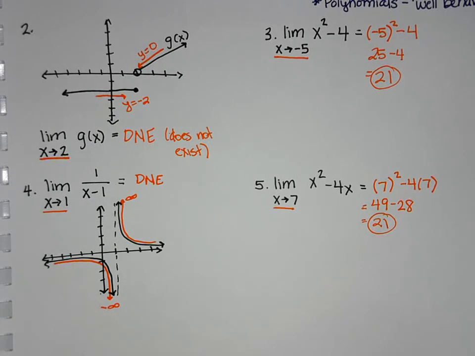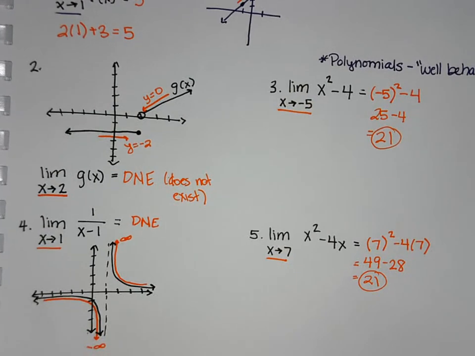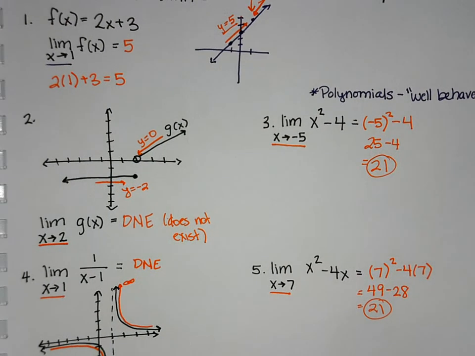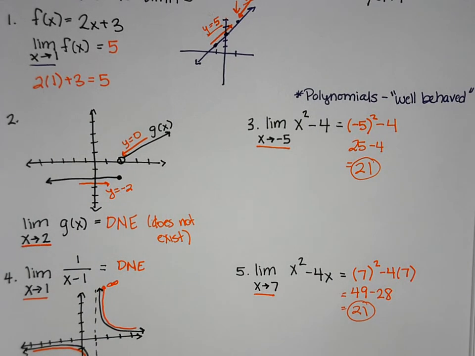But this is the basic idea of a limit. Either you can graph it and look for the y value that it approaches as it approaches a certain x. If it's a polynomial and it's well-behaved, then you can do direct substitution to find that number rather than graphing. We're going to explore a couple of other methods for finding limits that don't require us to graph. But for right now, if you need to graph it, graph it. If it's a polynomial, do direct substitution.